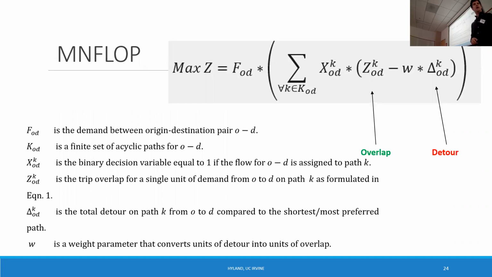Okay, so for the big picture or cumulative network flow overlap problem, we don't want to just consider flow overlap. We want to consider the trade-off between flow overlap and the detours that the travelers have to make. Therefore, we have an objective function with 2 terms. The first is maximizing flow overlap. The second is minimizing the detours of the travelers. This delta ODK is the detour. And of course, we've already defined Z. And then our decision variable is X ODK.